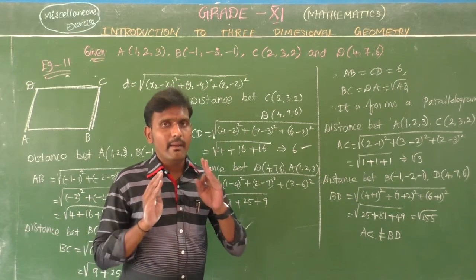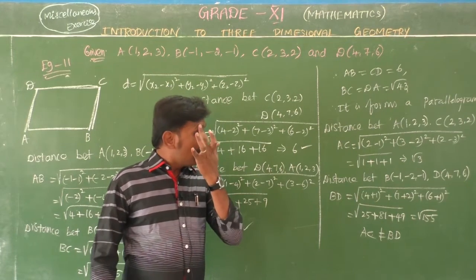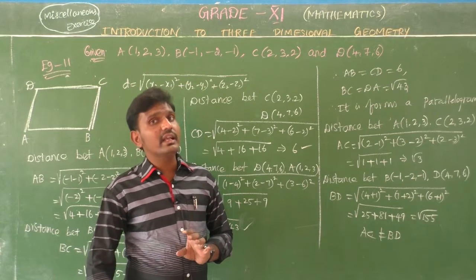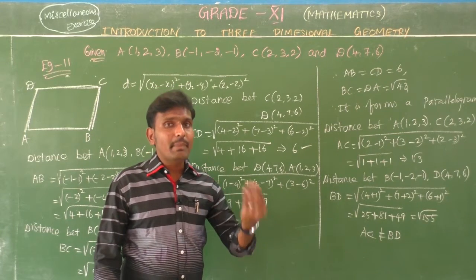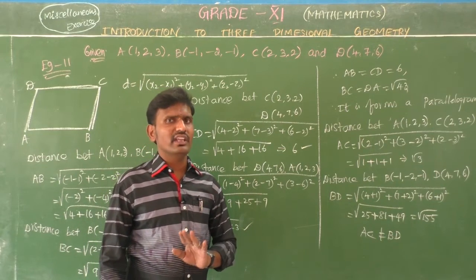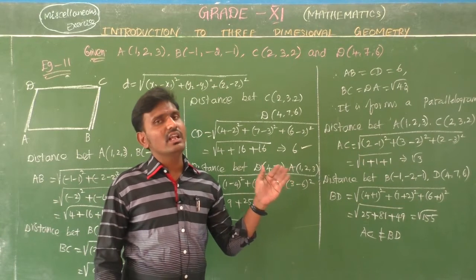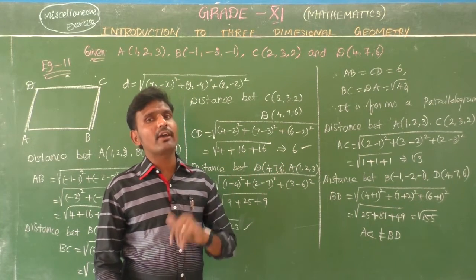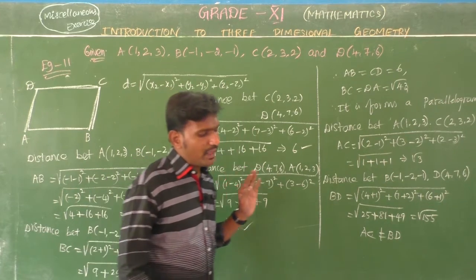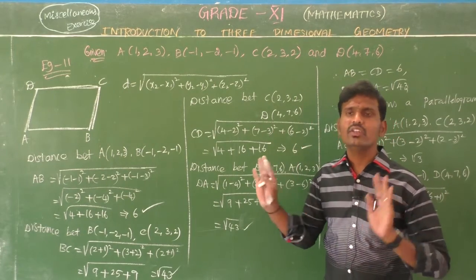So in a rectangle, the diagonals must be equal. Okay, opposite sides are equal and the diagonals are also equal in a rectangle, but in a parallelogram the diagonals need not be equal. Diagonals bisect each other, okay, but the lengths of the diagonals are not equal in that parallelogram. So is ABCD a rectangle or a parallelogram? Parallelogram only, it is not a rectangle. That is what we were going to prove.